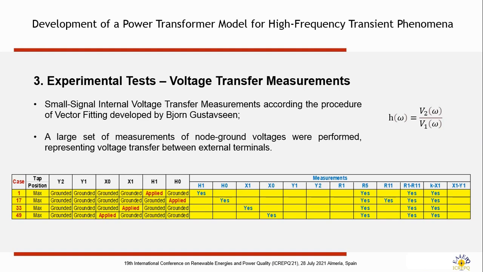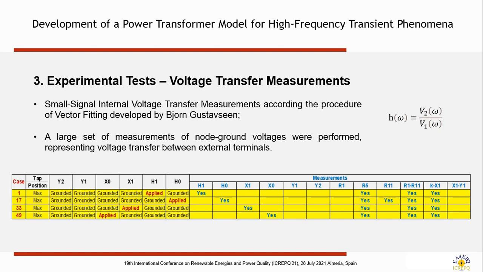The experimental tests are voltage transfer measurements. This is a modern technique developed by Björn Gustafsson some years ago, and basically consists of, well, simplifying this a lot, applying some volts, maybe 10 volts or even less, to different points on the transformer, and with a procedure of vector fitting with the response, you can construct the response of the transformer to any wave that you desire.